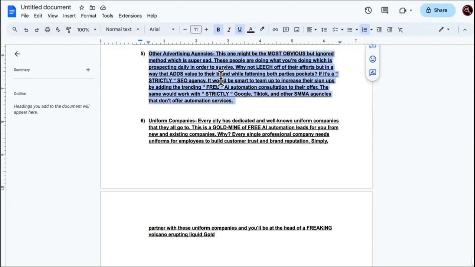That's way smarter. Okay, so number five is other advertising agencies. This one might be the most obvious but ignored method, which is super sad. These people are doing what you're doing, which is prospecting daily in order to survive.